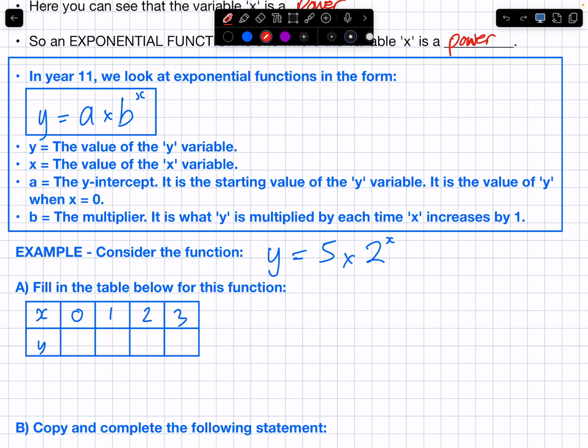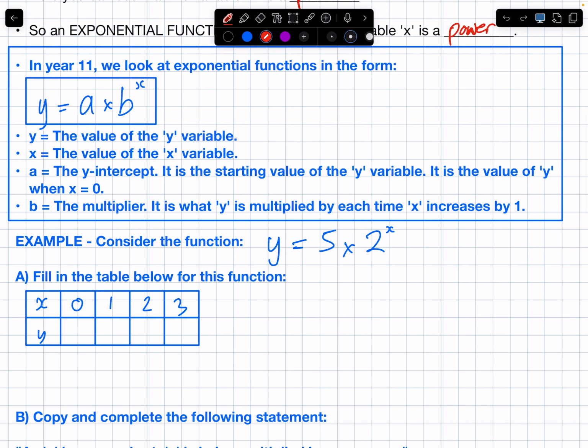Y is the value of the y, x is the value of x, a is the y-intercept, it's where y starts. B is the multiplier, it's what y is multiplied by each time x increases by 1. You'll see that when we fill in the table.